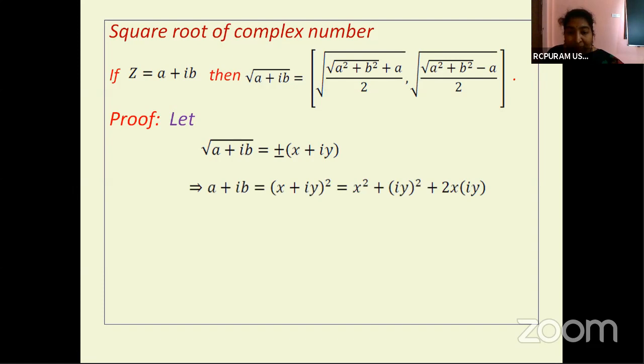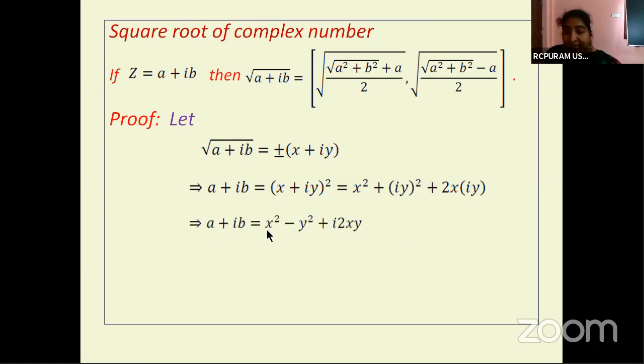We'll take squaring on both sides. When we take squaring on both sides, you have A plus IB is equal to X plus IY whole square. Plus and minus, whatever it may be, when you take whole square, it becomes positive, right? We'll expand this. X plus IY whole square, isn't it? X square plus IY whole square plus 2X into IY.